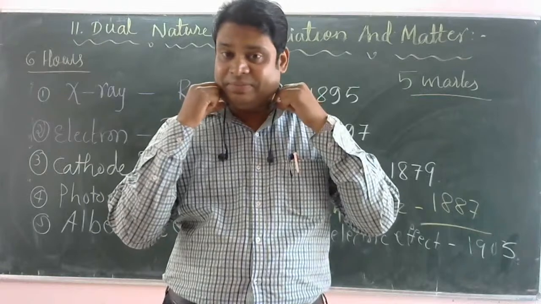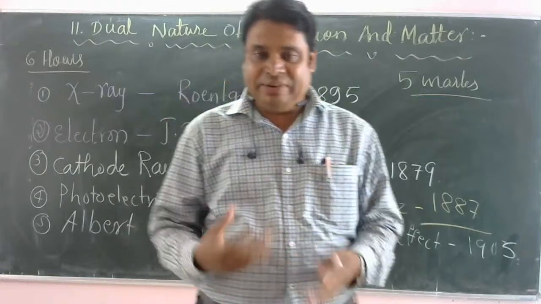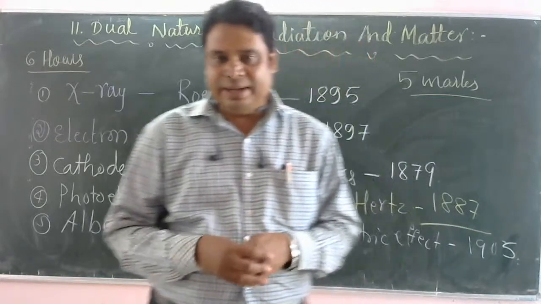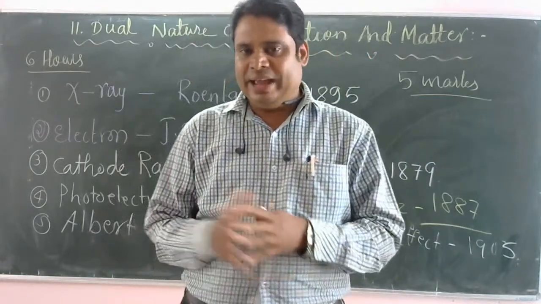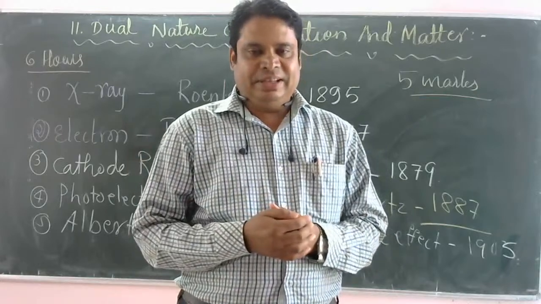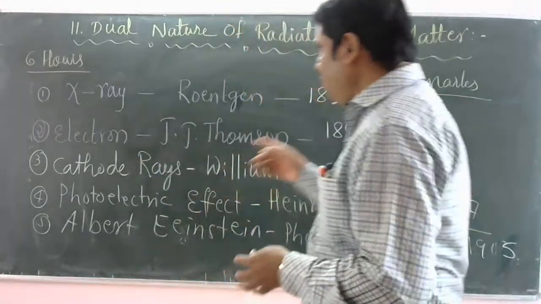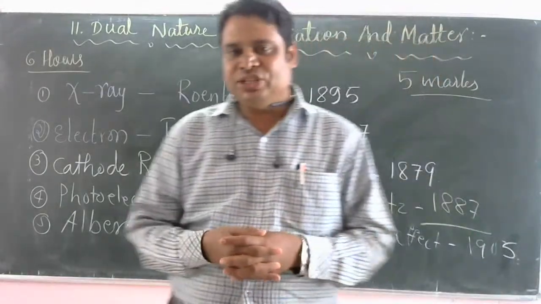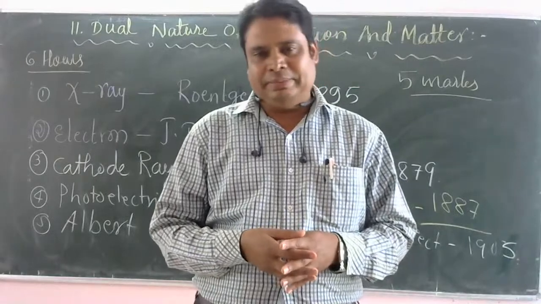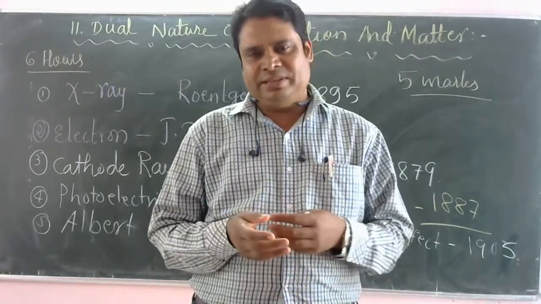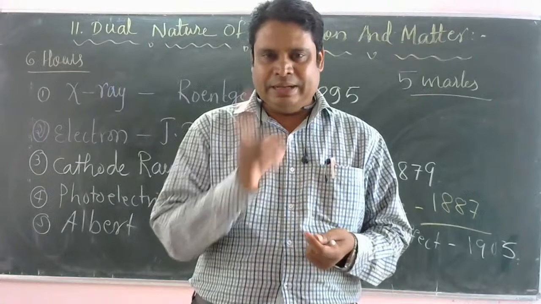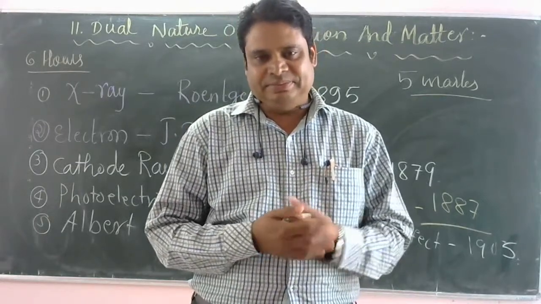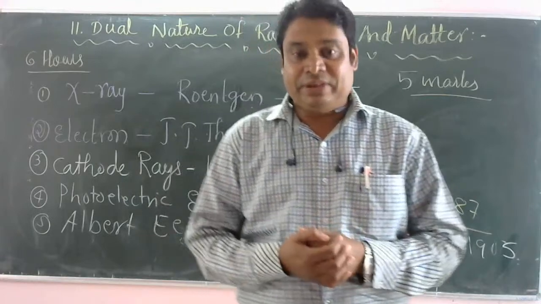Dear students, I will continue with the next chapter also. We have completed chapter number 9 and chapter 10, whereas this is chapter number 11. The name of the chapter is Dual Nature of Radiation and Matter. You know, dual means both, like this and like that, of radiation. What is radiation and what is matter?